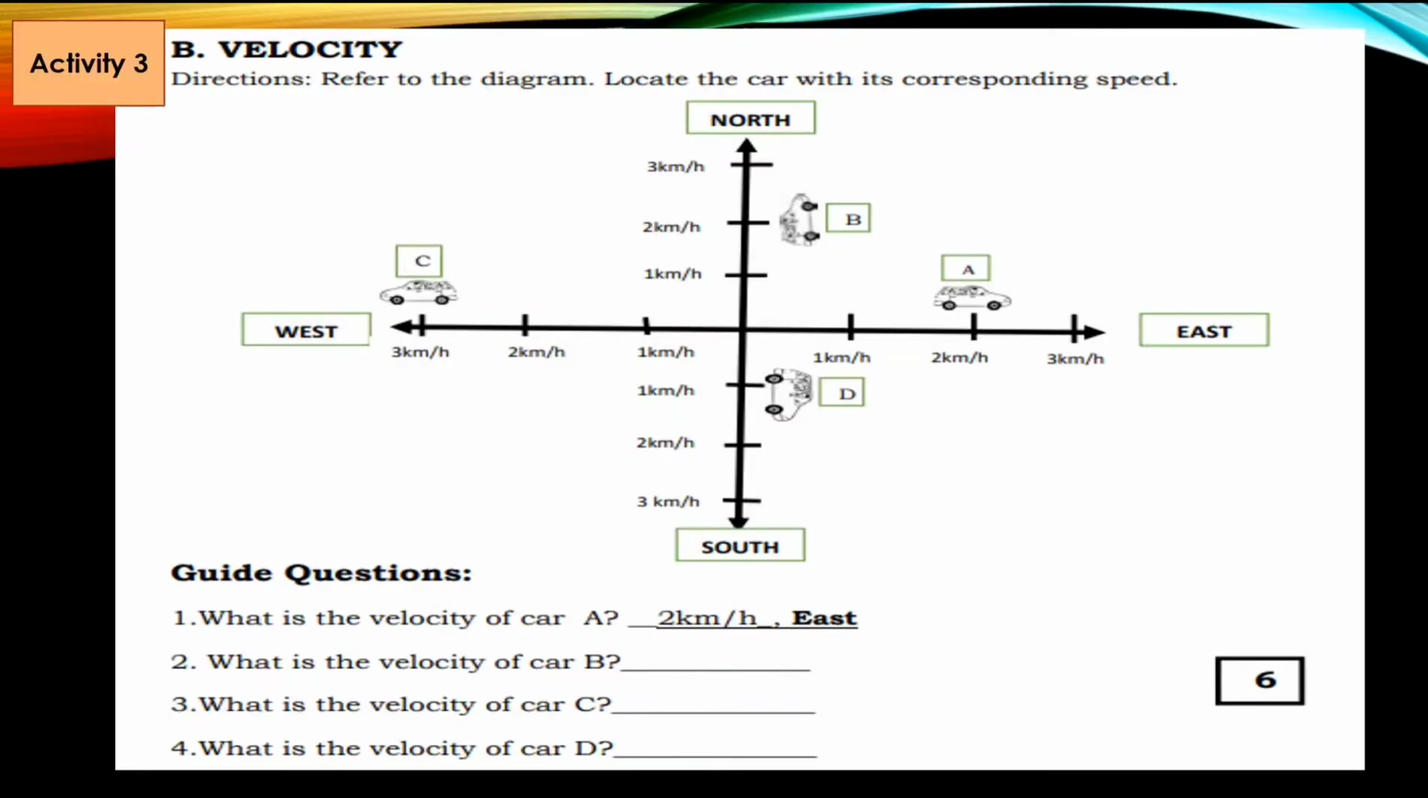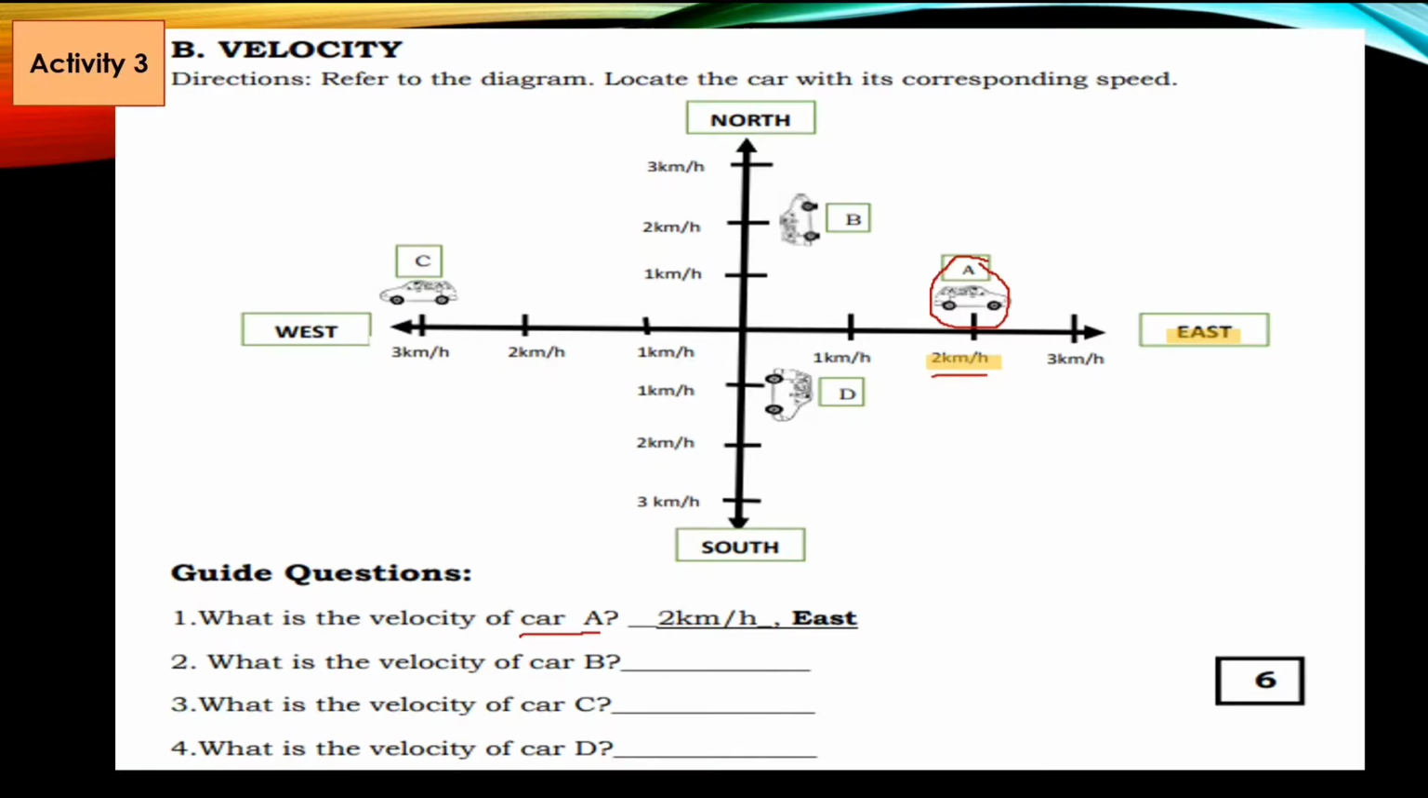For the Activity 3, Part B ng inyong module, gagamitin ninyo yung diagram para sagutan yung guide questions. For example, sa number 1, ang tanong ay, what is the velocity of car A? Sa diagram, hanapin natin ang car A. Ito siya. Ang car A ay nakatapat sa 2 kilometers per hour and ang direction is to the east. Kaya ang sagot sa number 1 ay 2 kilometers per hour east.